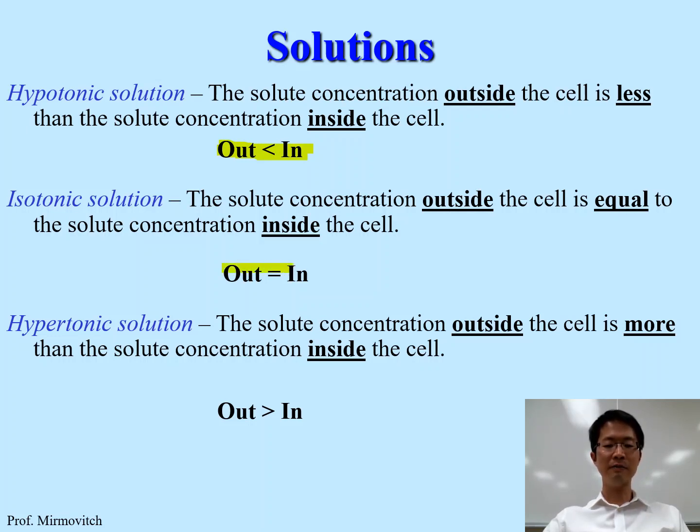Isotonic, they are the same. Outside and inside of the cell, the concentration is the same. Hyper, meaning that outside is higher concentration than inside. It's the same thing that I told you.